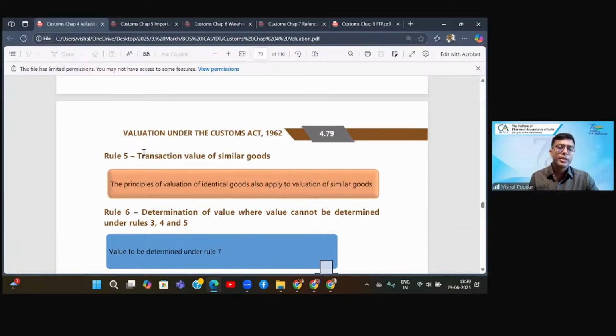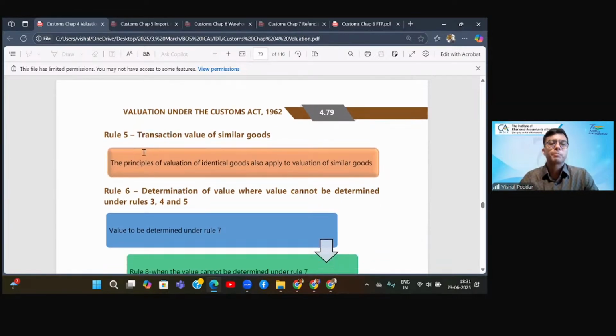What is commercially interchangeable? If, let us say, a student goes to a shop and asks for a Natraj pencil and the shopkeeper says, sorry, Natraj pencil is over, and then he shows a Classmate pencil, the student is ready to buy, because for him, what a Natraj pencil does is also what a Camlin pencil or Classmate pencil will do. That is where we say they are commercially interchangeable. Such goods are called similar.